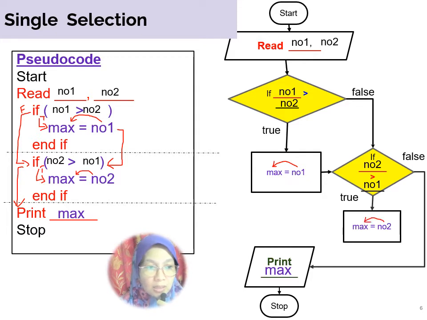Can you see there? Yes, for sure, when the first if is false, the next if is true. So what to do? Number 2 is assigned to max, and then what to do? Okay, then print max.